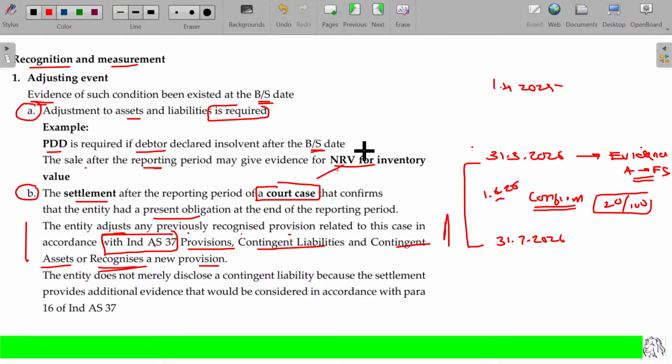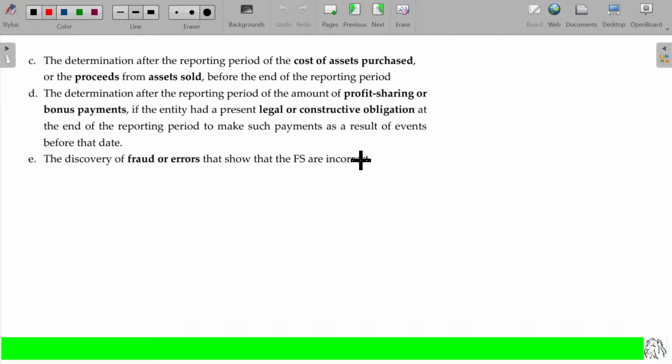And the entity does not merely disclose a contingent liability, because the settlement provides additional evidence that would be considered in accordance with para 6 of Ind AS 37. Does not merely disclose. On confirmation that you are supposed to pay based on the court's judgment, you have to disclose it properly. So PDD and NRV are two interesting adjustments here for the adjusting event.